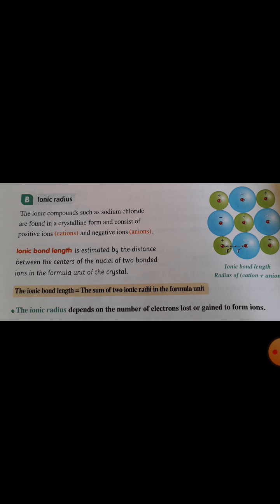Now, what's the ionic radius? Here, the bond length of the ionic bond is estimated as the distance between the centers of the nuclei of two bonded ions in the formula units of crystals. So the ionic bond length equals the summation of two ionic radii in the formula unit. If you have the ionic bond length and the radius of one of the two ions, you can get the radius of the second ion.